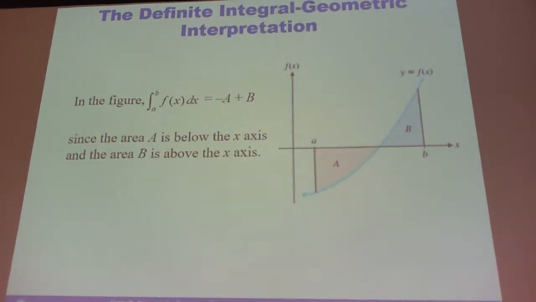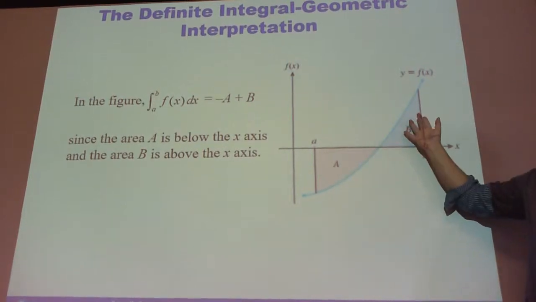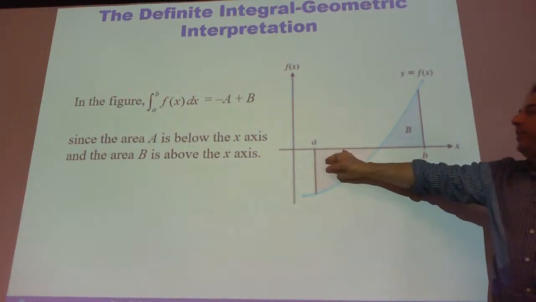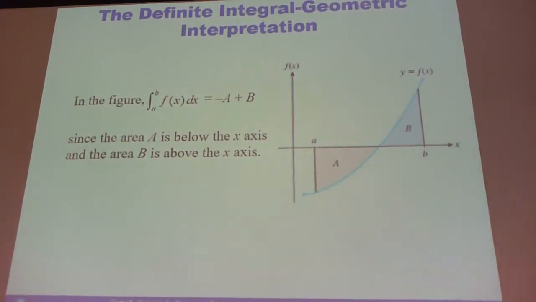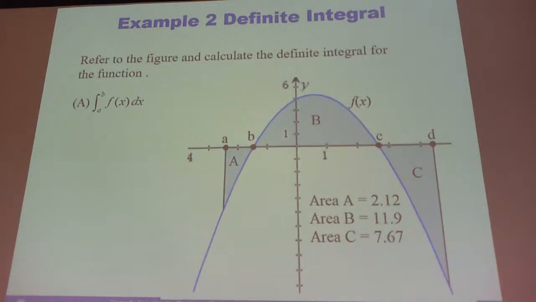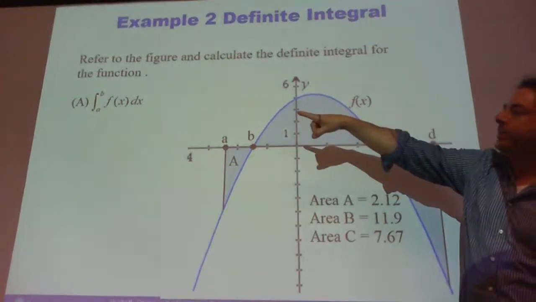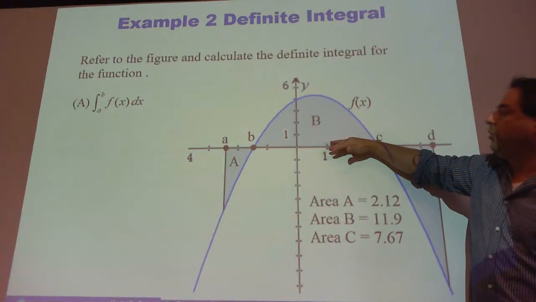But if you ever get the case where some of your areas are below the x-axis and some are above the x-axis, anything below the x-axis would be a negative. Anything above the x-axis would be a positive. So you'd find the areas, but anything below the x would be negative, above the x would be positive. So in this example, you would find all three areas, because what does integral mean? It means area below the graph.